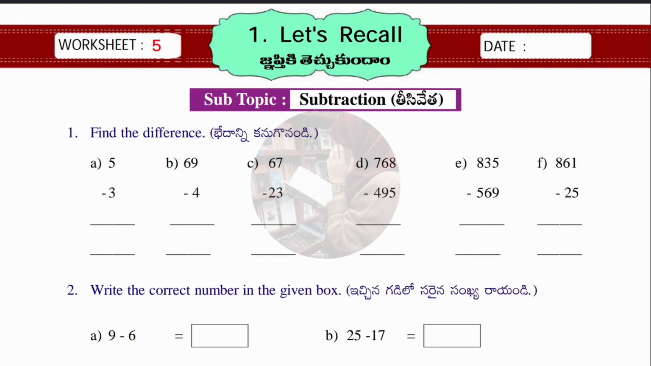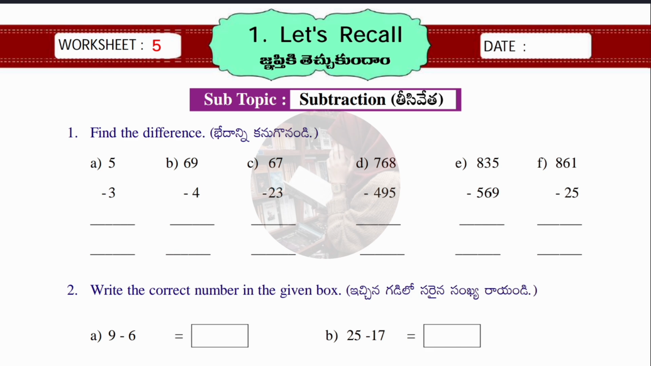Let's move on to the next worksheet, that is worksheet number 5. Here the subtopic is subtraction. Okay, let's see this, guys. Here the first Roman is: find the difference. Here difference means subtraction. Sum means addition. Difference means subtraction. Okay, we have to do the subtraction for the given numbers.